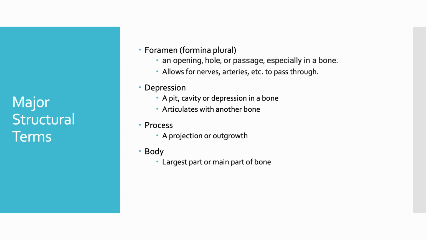Then there's depressions. These are pits or cavities or a little dip in a bone. They usually articulate or move with another bone. There's a process, which is like a little projection, outgrowth, or like a little bump or a notch on top of a bone. It's usually sticking up or out. And then there's body. So the body of a bone is typically the largest part or the main part of the bone.